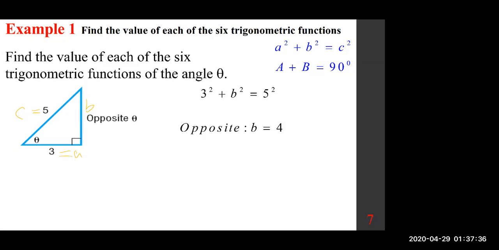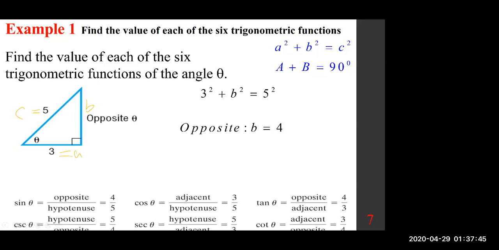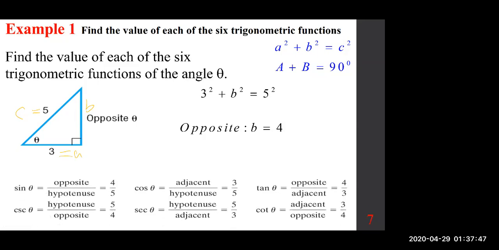And what about cosine theta? It is adjacent over the hypotenuse, 3 over 5. And I'm going to assume you can easily see the rest of them. So we discussed this one, we discussed this one, and tangent is, of course, opposite over adjacent, or sine over cosine. The rest of them, you just write the reciprocals. I hope it sounds good with everybody, so we can move on.